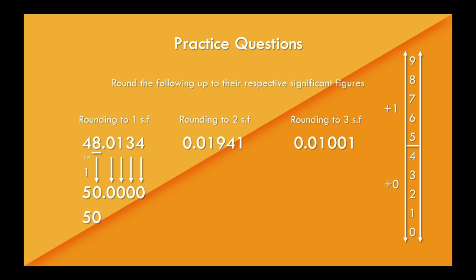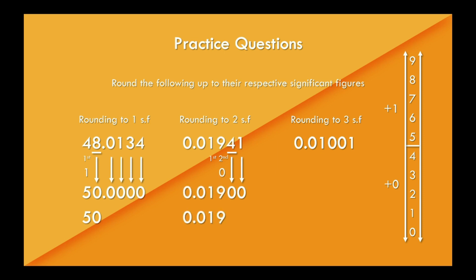For the second question, we have to round to 2 significant figures. Now, looking at this, we see 0.01. 1 is our first significant figure, so 1 and 9 are our first 2, meaning that we have to look at 4 to see if it rounds up or down. Now 4 rounds down, so 4 and 1 to its right become 0, and 9 doesn't change, so it gives us a final answer of 0.019.